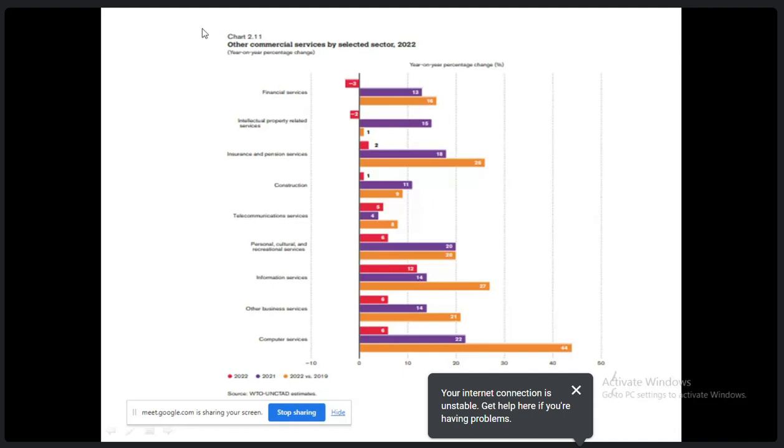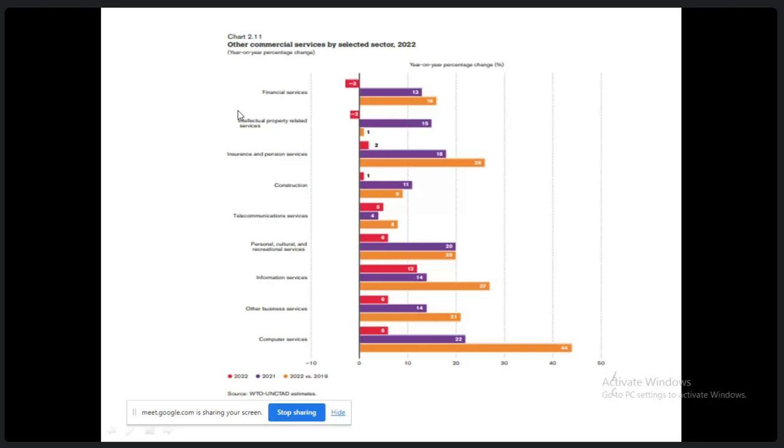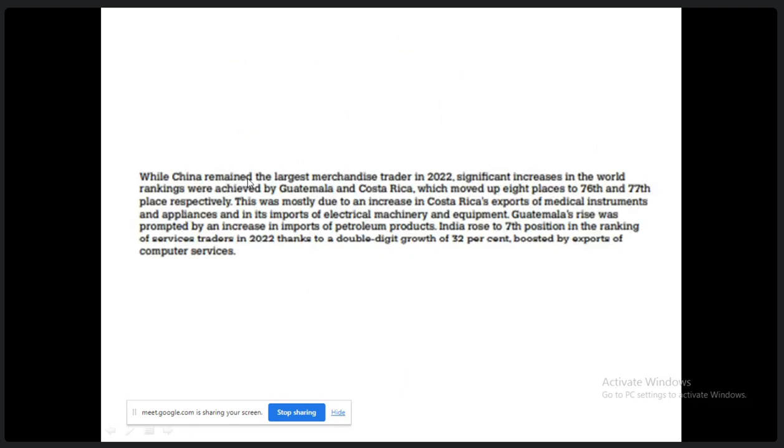So among the other commercial services, we can see here the growth rate is highest among the computer services. India has risen to the 7th position in the ranking in the service sector, with a double-digit growth rate, because it had a lot of exports in the computer services. So this is something to be noted.